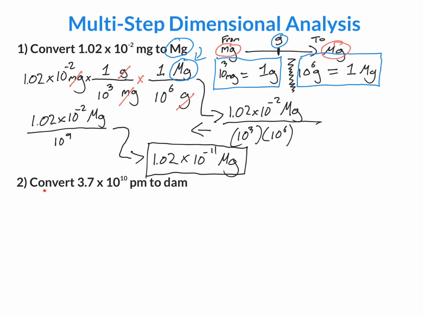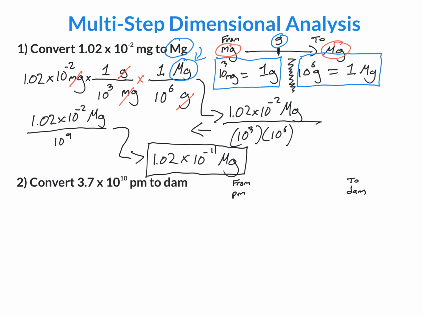Here, we're converting from 3.7 times 10 to the 10 picometers all the way to, what is DAM? It's not like a beaver dam. That is decameters. So, it's always a good habit to write from where we're starting to where we're going. From picometers to decameters.